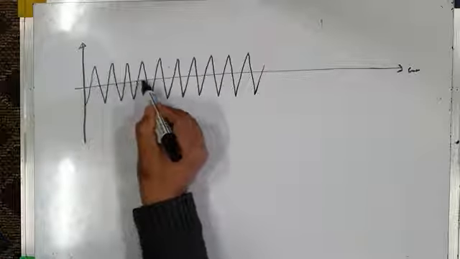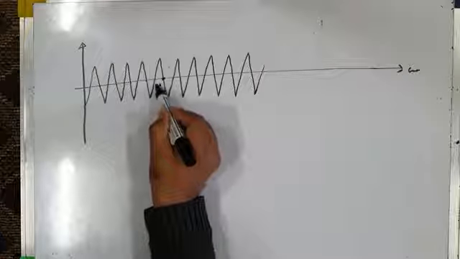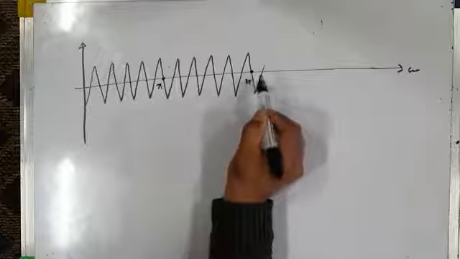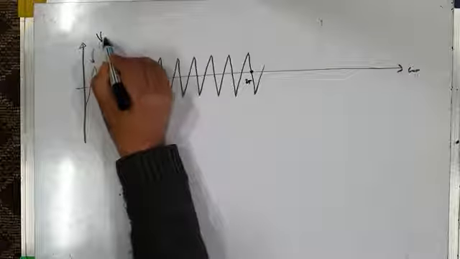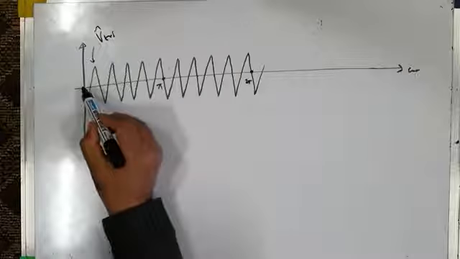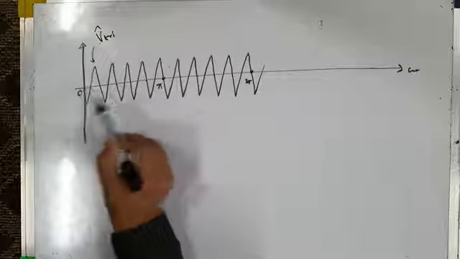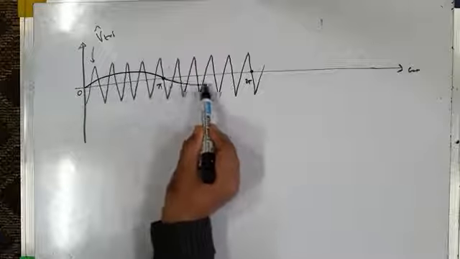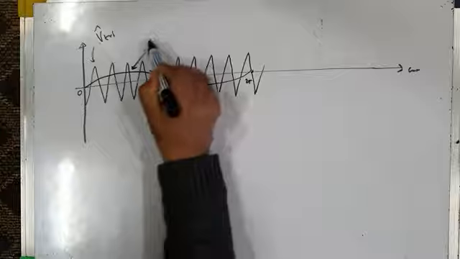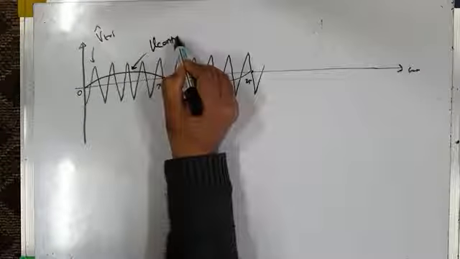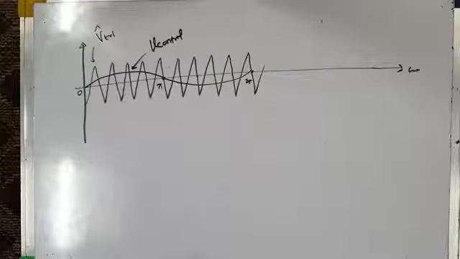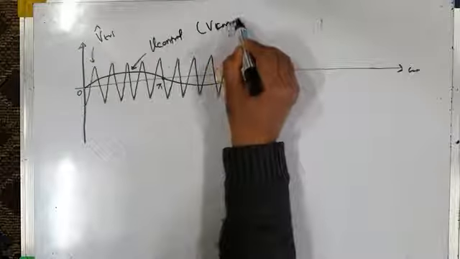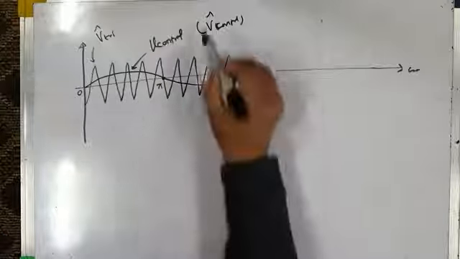This is pi, and then this is 2 pi. This is the triangular carrier wave VTRI, so it has an amplitude of VTRI. And this is my reference sine wave. I'm drawing it again for your understanding. This is the reference sine wave, whose magnitude is variable V control, and it has a peak value of V control like this.